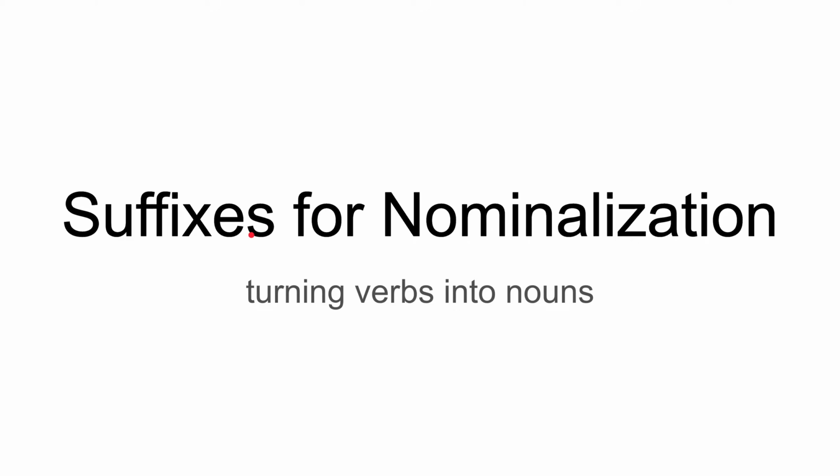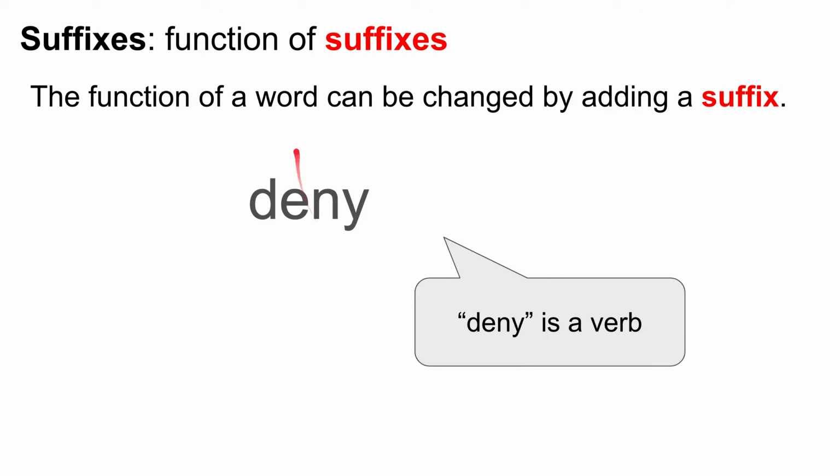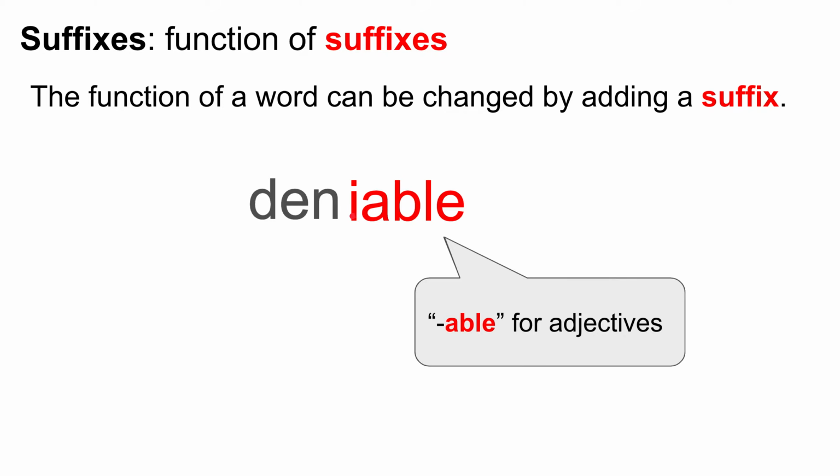Today we're going to study suffixes for nominalization. That means turning verbs into nouns. So, before we start, let's talk about the function of suffixes. What do they do? Well, the function of a word can be changed by adding a suffix. For example, deny is a verb, but deniable is an adjective. Why? Because able is a suffix for adjectives.